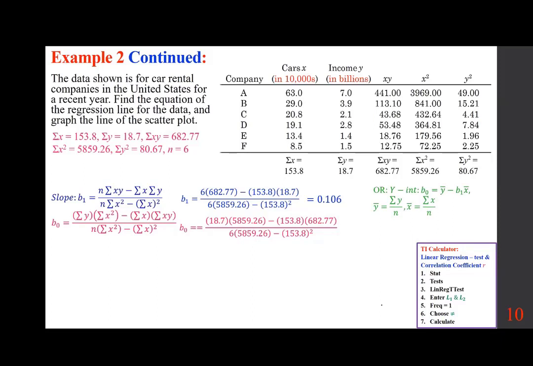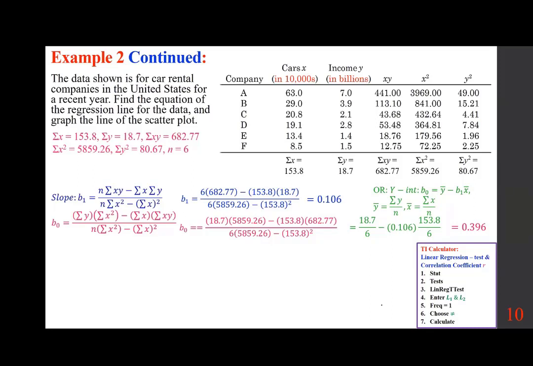The reason being, when you find b1, finding b0 is easier using y bar minus b1 x bar. So understand why I'm doing this. I want to show you both ways, both of them give us the same answer. If you have calculated b1, probably you're better off using b sub 0 is y bar minus b1 x bar, because that's an easy calculation. And why is that?